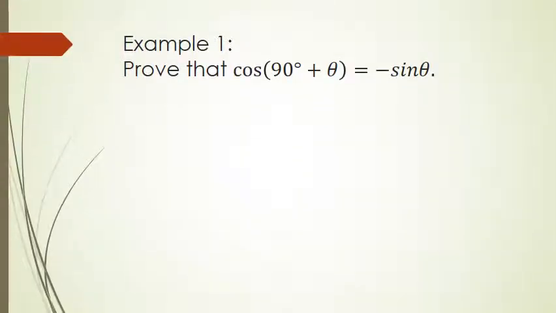Let us now have a few examples. Prove that cos(90 degrees plus theta) equals minus sine theta. We observe here that 90 degrees plus theta is a compound angle, so that suggests that we can use the compound angle formula. So cos(alpha plus beta) equals cos alpha cos beta minus sine alpha sine beta. Please refer to your information sheet so that you don't misquote the formula.